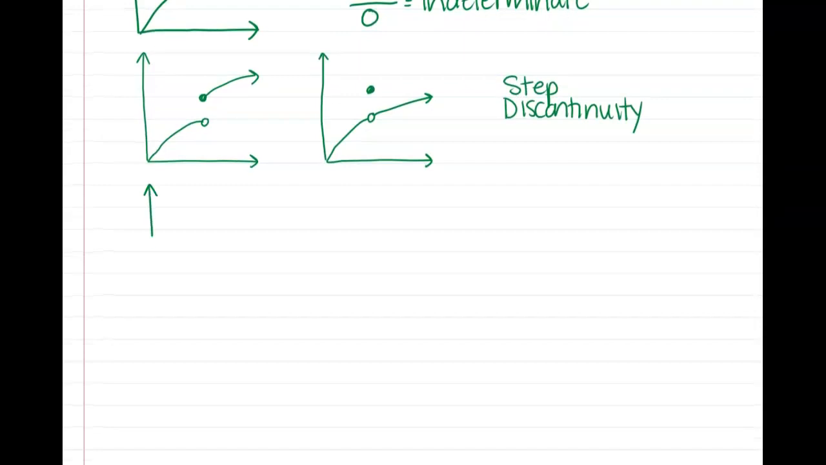And we also have, say there's a vertical asymptote right here, and then your curve does that, maybe that, and this is called an infinite discontinuity.